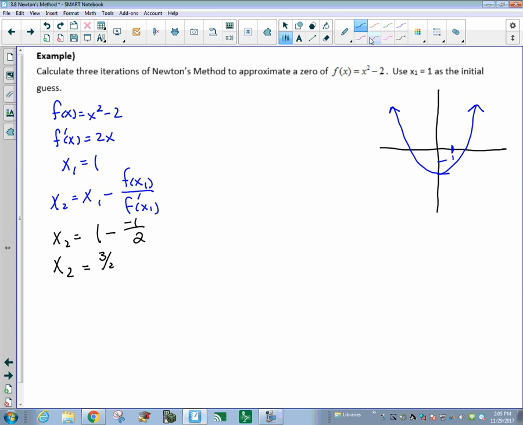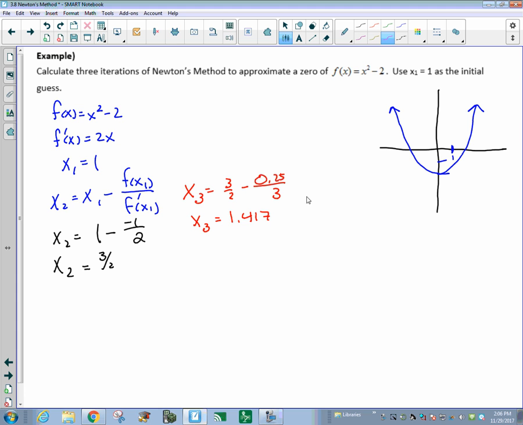And so then I would move on to my next calculation to find x sub 3. And that one is going to be x sub 2 minus f of x. Hopefully you get the pattern at this point in time. So I'm going to say 3 halves minus, if I put 3 halves into the original equation, I end up with a quarter, or 0.25, and then we'll divide that by, putting it into the derivative, 3. So x sub 3 will give me a value of 1.417.